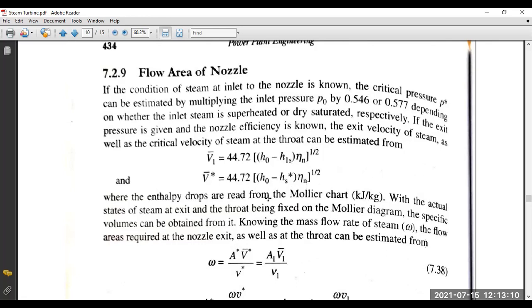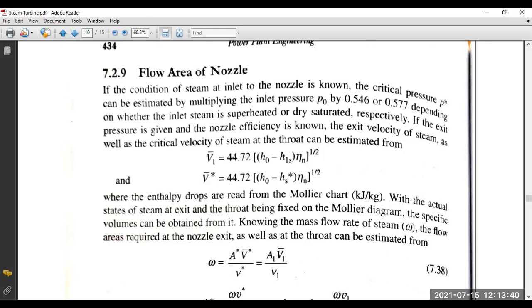Here, the enthalpy drop and P0, H0, H1 are taken from the Mollier chart itself. With the actual state of steam at exit and the throat fixed on the Mollier diagram, specific volumes can be estimated from it. The volume per unit mass can be obtained from it.